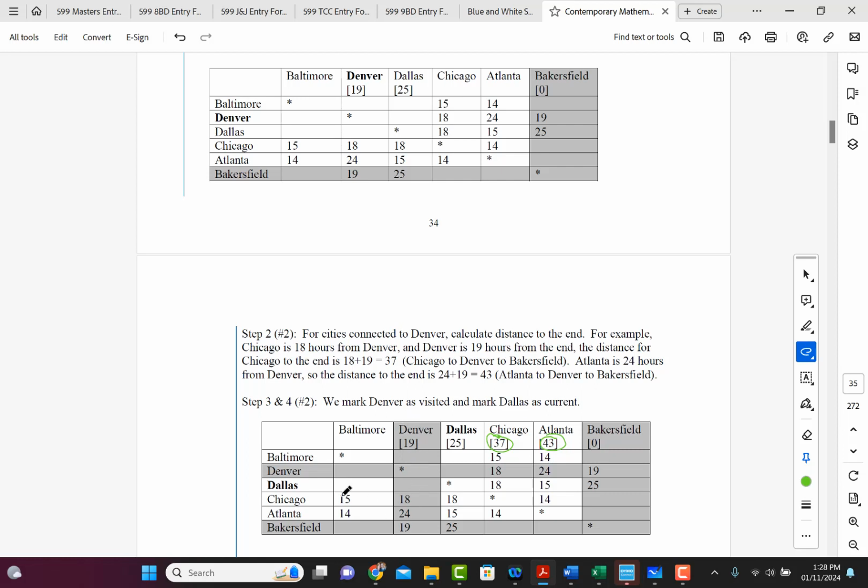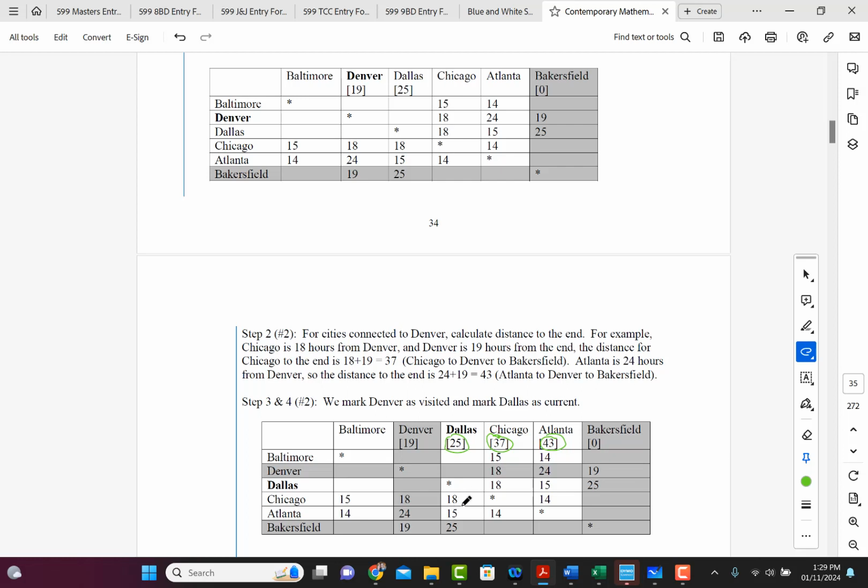Notice how Denver is all grayed out. And now we choose the smaller between Atlanta and Chicago, which is going to be Chicago. And Dallas, or actually, I'm sorry, of those 3, Dallas, Chicago, and Atlanta, Dallas is the smaller of the 3. Sorry, I missed that one. So now Dallas is the one we're going to go to.